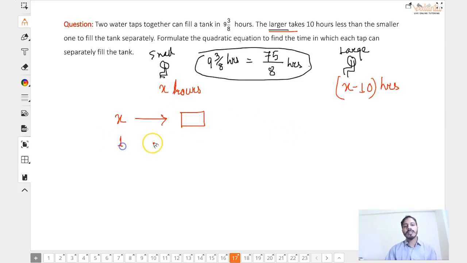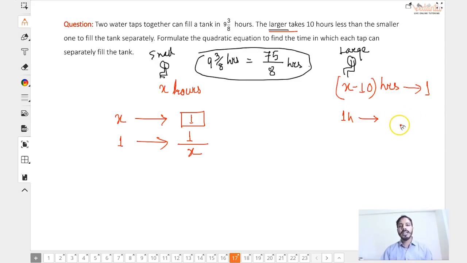So in 1 hour, this will fill the complete tank by x parts, or in other words, 1 by x part of the complete tank, right? So this is for the first one. And in this one, it takes x minus 10 hours to fill the complete tank. So in 1 hour, this large tap will fill 1 by x minus 10 part of the tank, right?